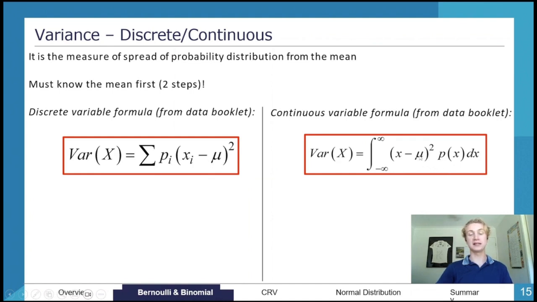And what is nu? It's the expected value. It's the mean. So because we have to know the mean, you actually have to sub in the mean to this equation first. All right, so for discrete, this is also in the data booklet. You don't have to memorize it. Worth writing down anyway. That's why I've put it in red, as it's worth writing down and trying to understand when you would use it.